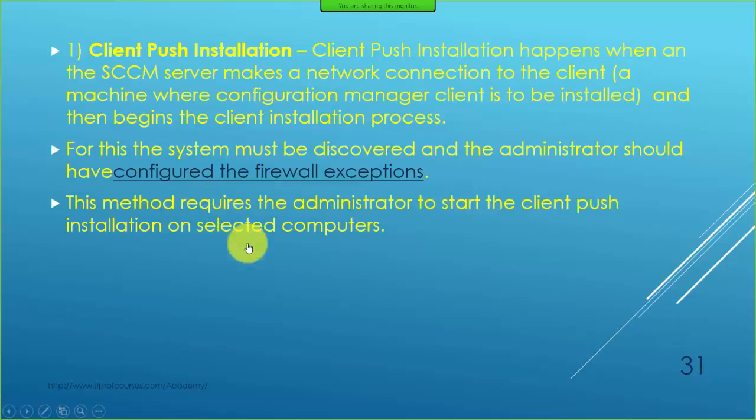There are many ways you can push the SCCM client. Client push installation happens when an SCCM server makes a network connection to the client, a machine where the Configuration Manager client is to be installed, and then begins the client installation. For this, the system must be discovered and the administrators should have configured the firewall exceptions. In our case, we have the firewall down and we have administrative rights, domain admins, right? So this method requires the administrator to start the client push installation on selected computers.